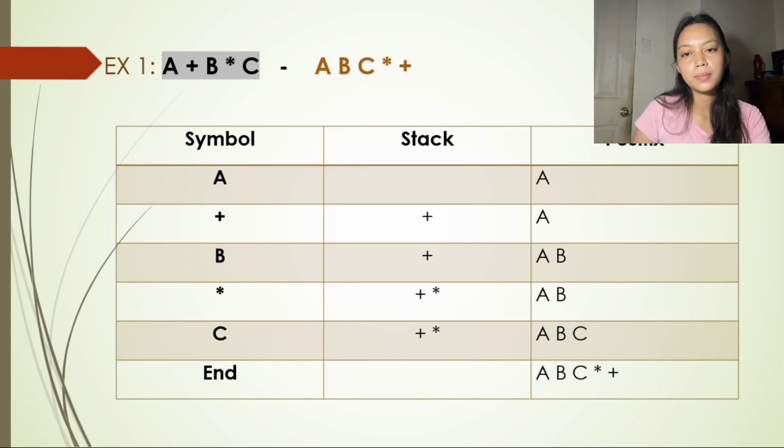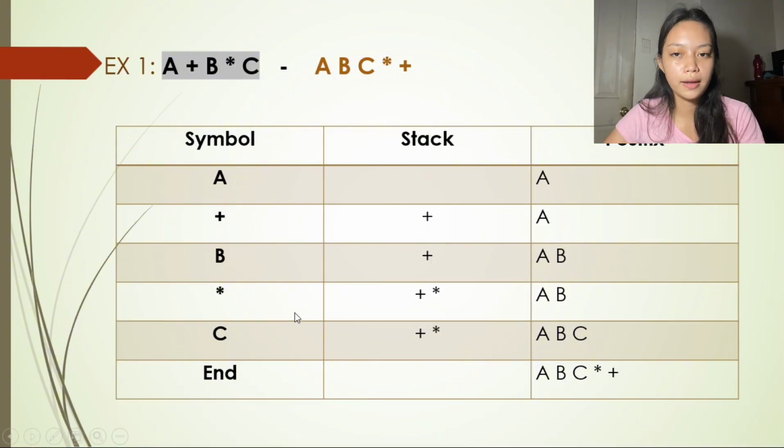Example number 1. We are given A plus B times C. This is what we will find: ABC times plus. This is the postfix. So it will know that now.